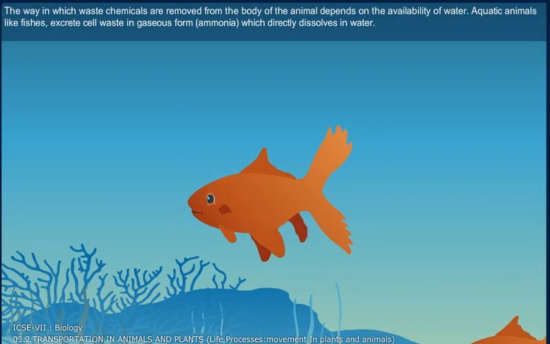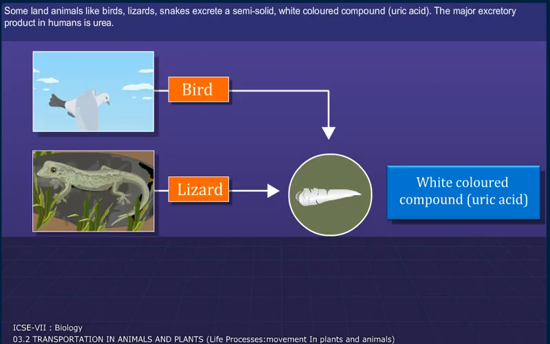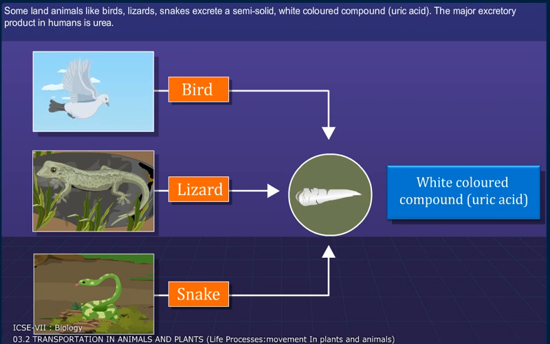The way in which waste chemicals are removed from the body of an animal depends on the availability of water. Aquatic animals like fishes excrete cell waste in the form of ammonia, which directly dissolves in water. Some land animals like birds, lizards, and snakes excrete a semi-solid white-colored compound, uric acid. The major excretory product in humans is urea.